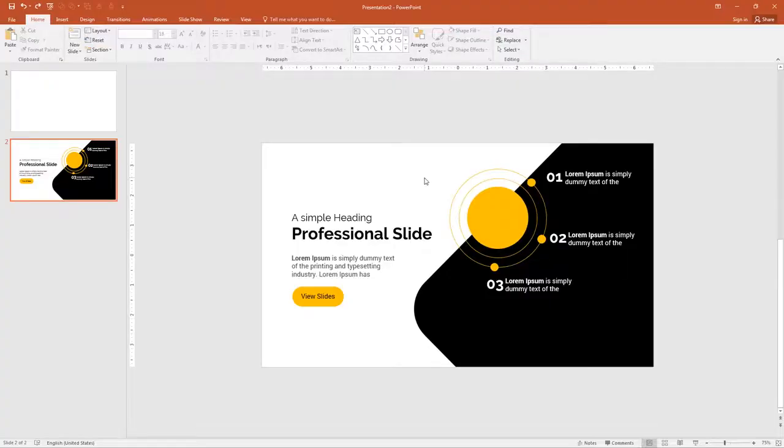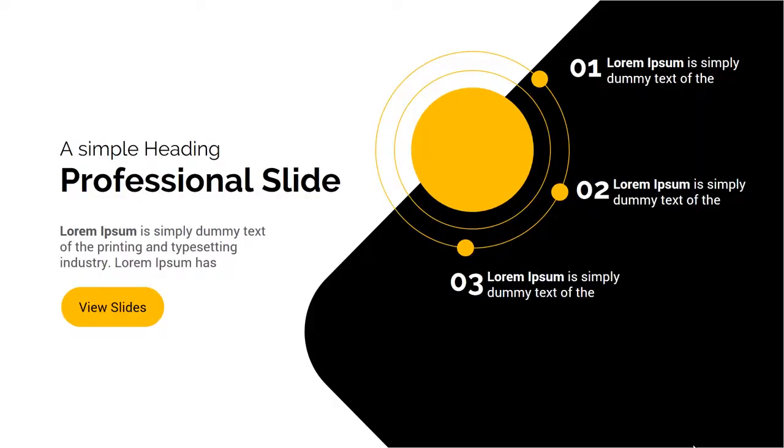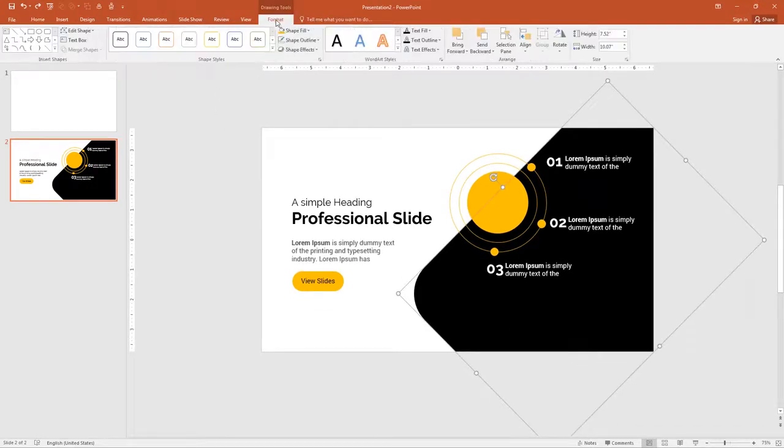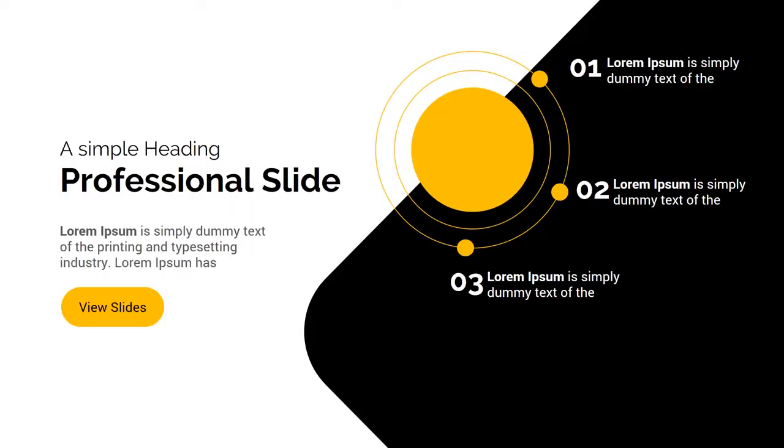Now the slide design is completed. Let me show you how it looks like. Oh, there is a border in the rounded rectangle, so let me remove it. Click on the rectangle, go to Format and remove shape outline. Let me play this again. Here is the final slide.